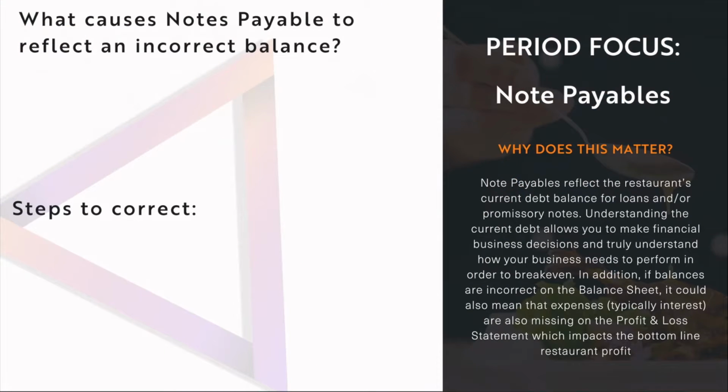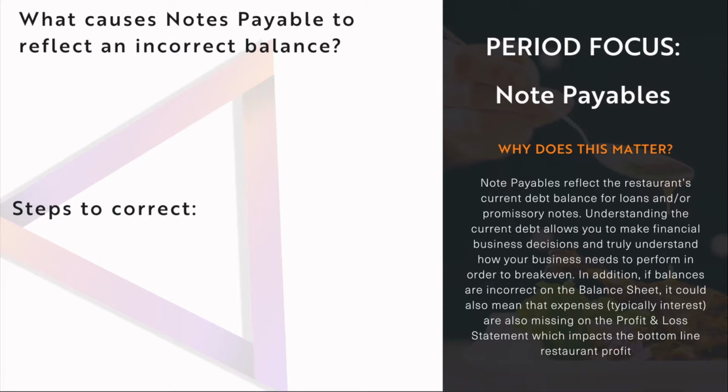Note payable accounts reflect the restaurant's current debt balance for any loans and/or promissory notes. Understanding your debt not only allows you to make smart business decisions, it allows you full visibility into what you truly need to contribute in order to break even. Inaccurate balance sheets are also an indicator that expenses are missing, which means your P&L is potentially inaccurate as well.